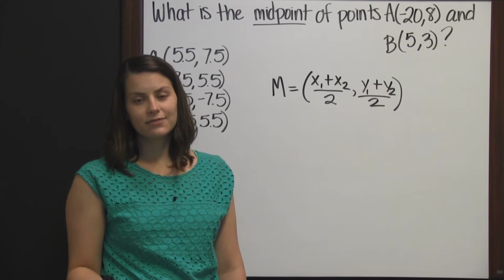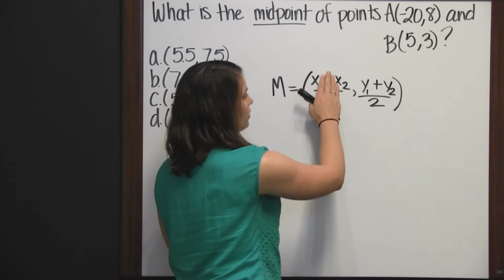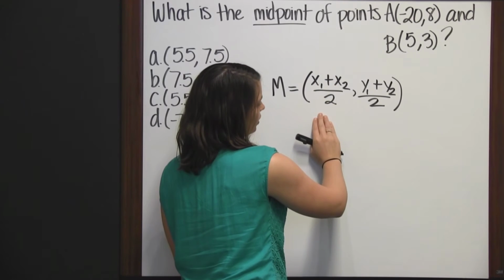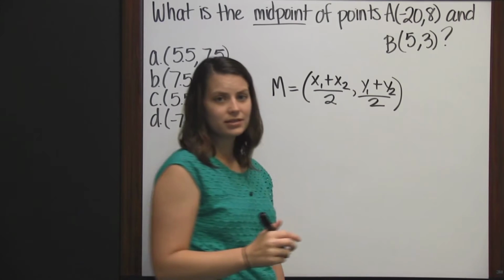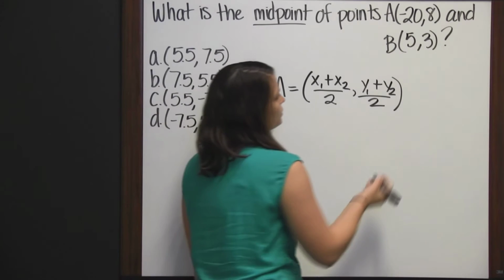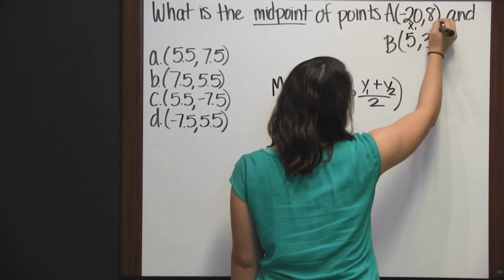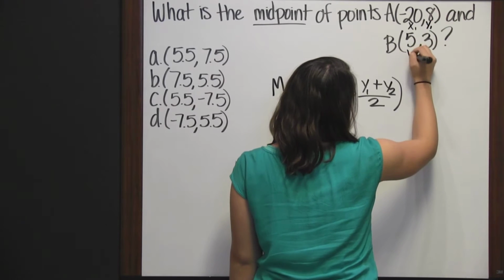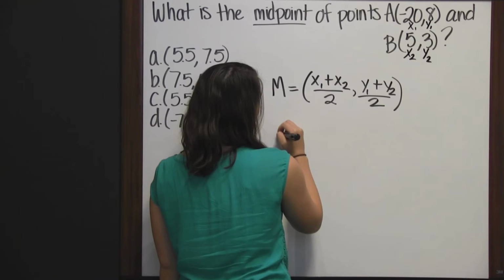So it makes sense that if you're trying to find the midpoint, you would find the middle of your x coordinates and also the middle of your y coordinates. Then you'll end up with a midpoint. So now I'm going to label my ordered pairs x1, y1, and x2, y2, so that now I can substitute.